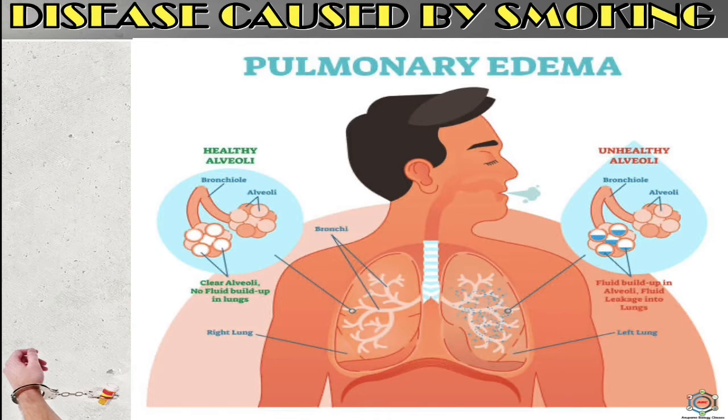Now, here you can see pulmonary edema, and before this, tissue damage also occurs from smoking. Examination of the lung section after a smoker's death has shown ruptured alveoli, thickened arterioles, and damaged ciliated epithelial lining of the trachea and bronchi. So, tissue damage occurs from smoking. Here you can see pulmonary edema, with healthy alveoli and unhealthy alveoli. In healthy alveoli, they are clear, with no fluid build up in the lungs. In unhealthy alveoli, there is fluid build up in the alveoli and fluid leakage into the lungs.